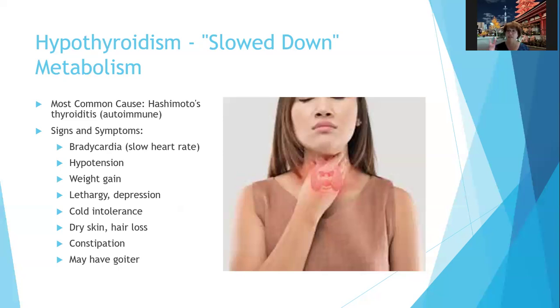Like when you're buying something and they say, oh, compare this to another model, you could do that with endocrine disorders. So bradycardia, slow heart rate, hypotension, weight gain instead of weight loss, lethargy and depression instead of agitation, cold intolerance instead of being hot, dry skin, hair loss, constipation instead of diarrhea. So it's just the opposite of hyperthyroidism. But the thing that's the same is you may have a goiter with either one.